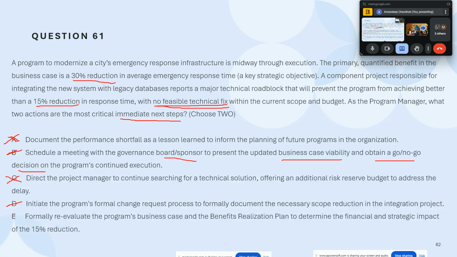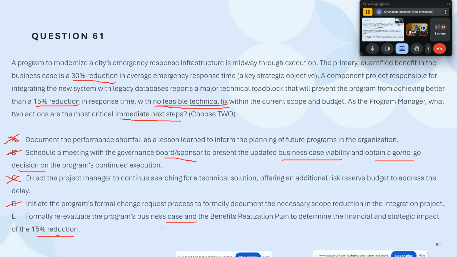Let's read E and see whether it's good enough to be an answer, whether it can throw away D or not. E is saying: formally reevaluate the program's business case and benefits realization plan to determine the financial and strategic impact of the 15% reduction.